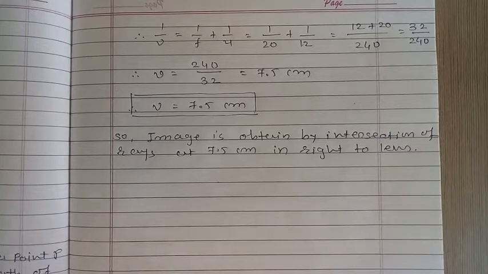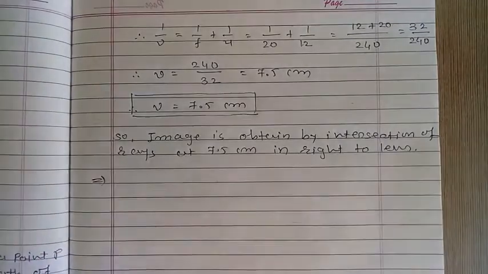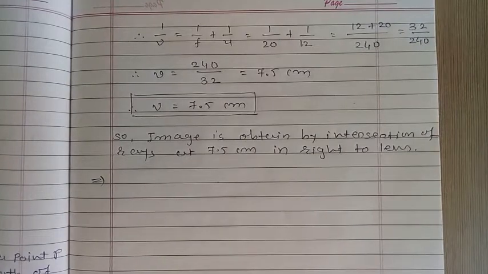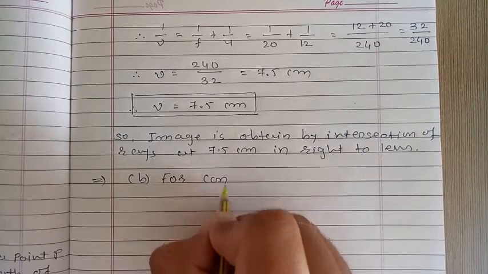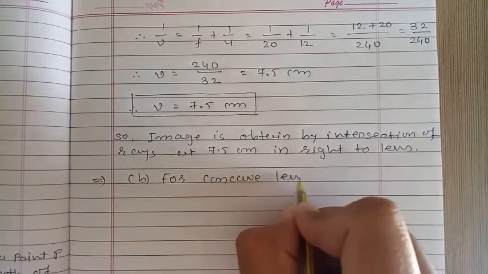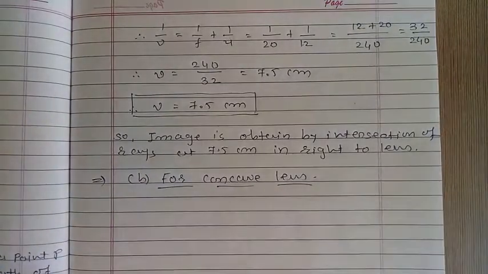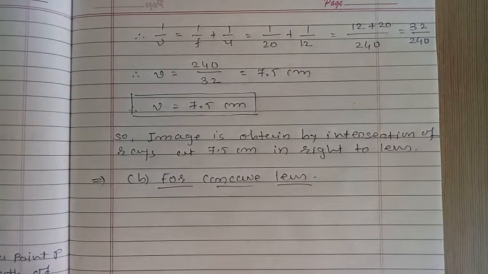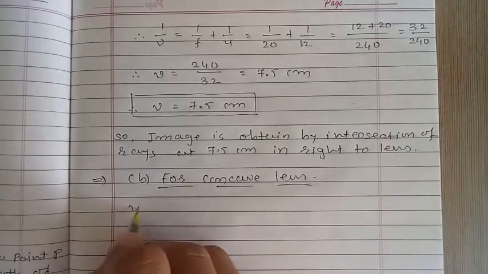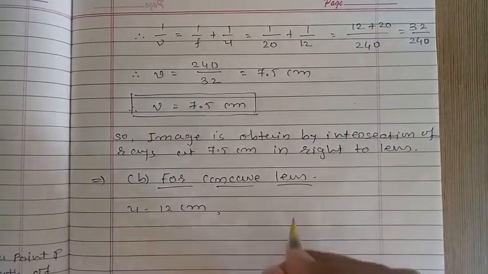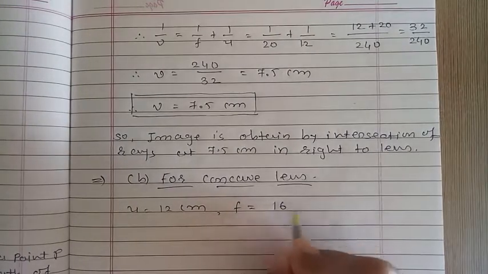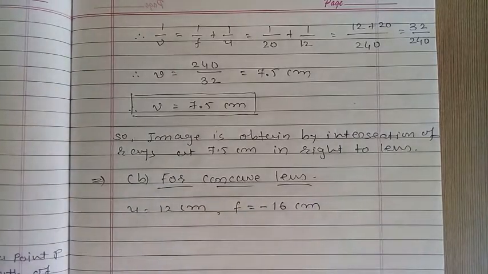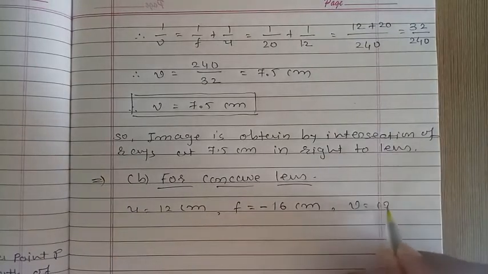Now we have to find out the image distance for the concave lens. So B, for concave lens. Now we know the object distance. Object distance is positive, u is equal to 12 centimeter. Here for the concave lens, focal length f is equal to 16 centimeter, but since it is a concave lens, we have to take the focal length negative. We have to find out the image distance v.